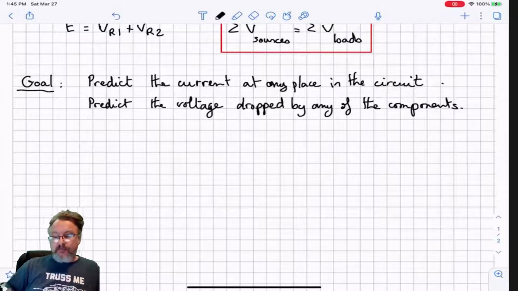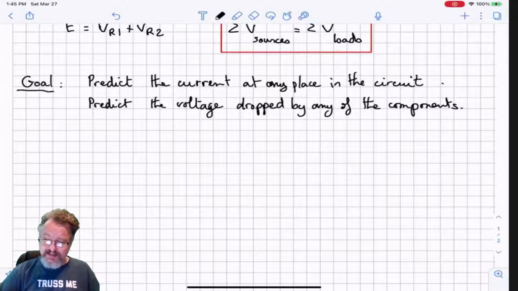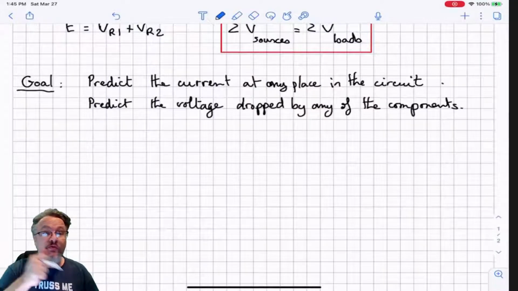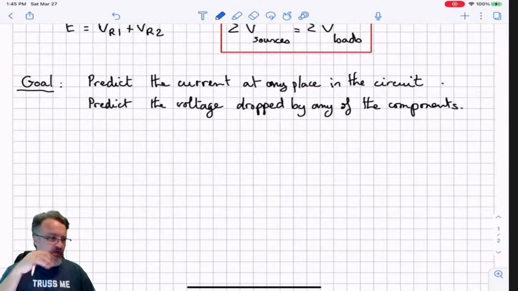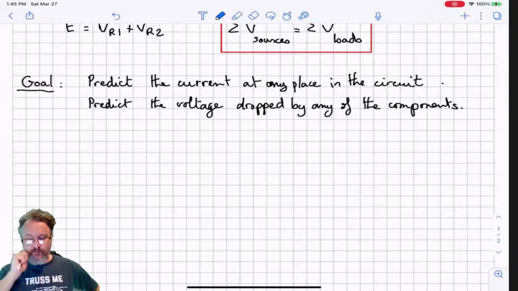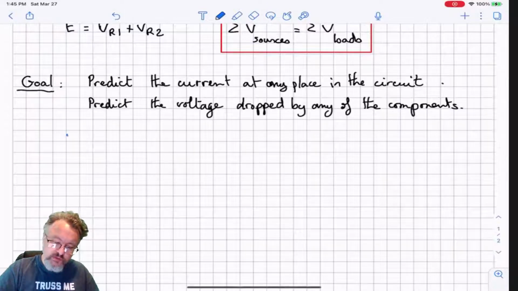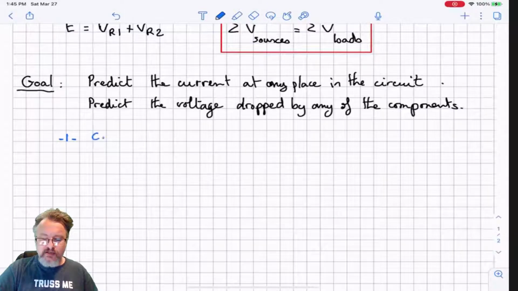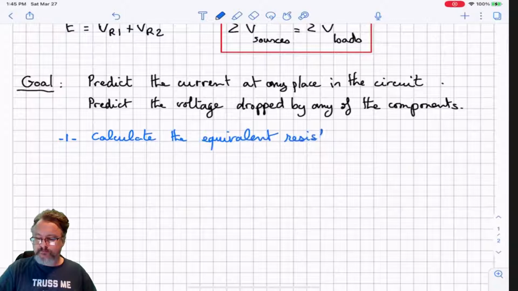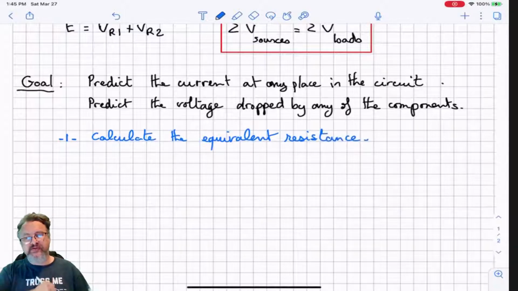Doesn't matter. Now, the idea, and this strategy that I'm about to share with you is something that you have to do regardless of the type of circuit, right? It could be series, could be parallel, could be hybrid, it could be delta Y. We're not going to go in there in this class, but it can be anything. Okay? So the idea is this. Number one, you're going to calculate the equivalent resistance. That's going to be the first thing.